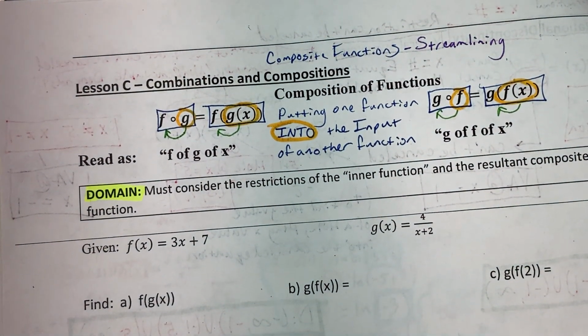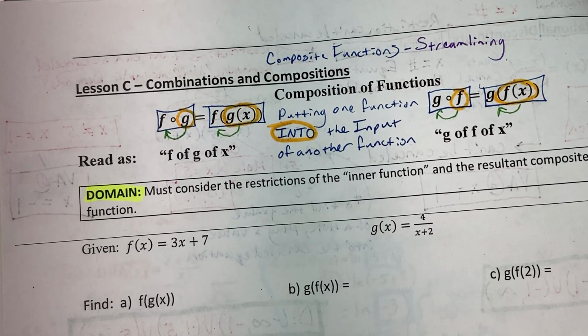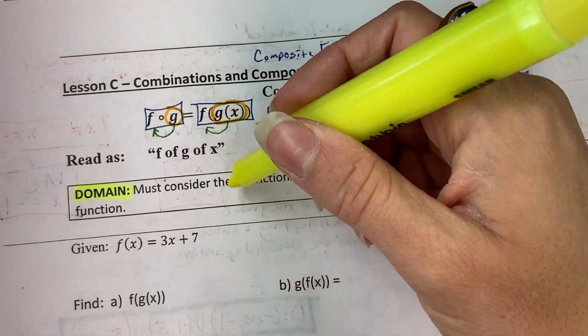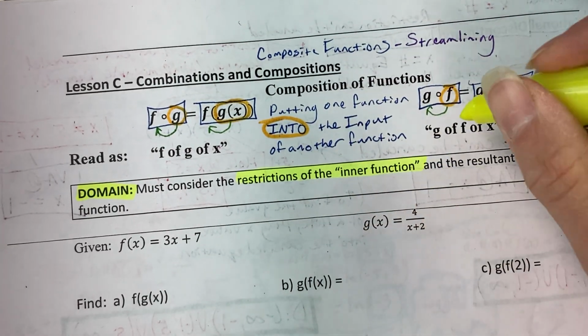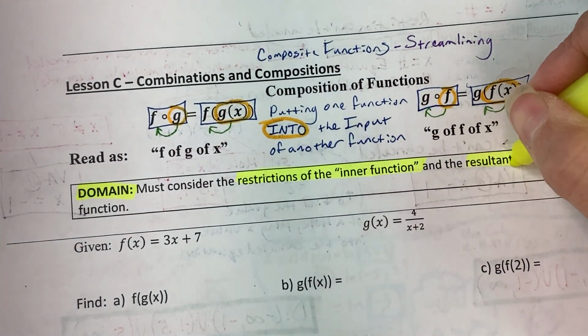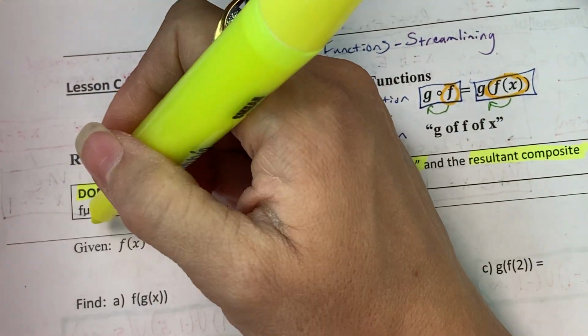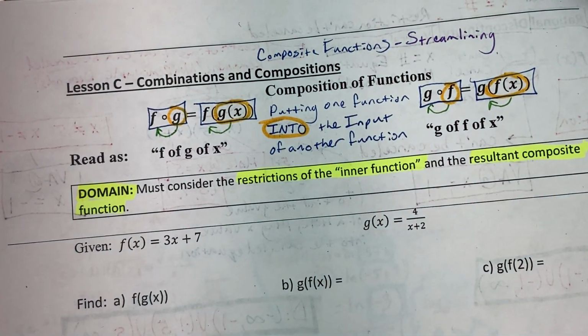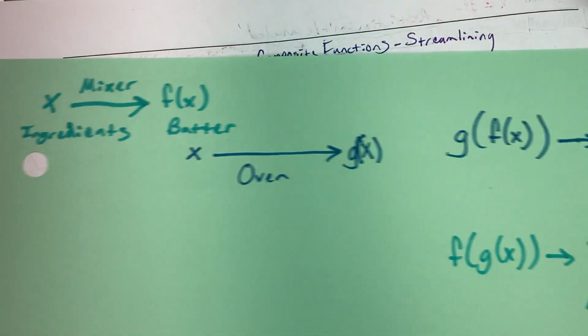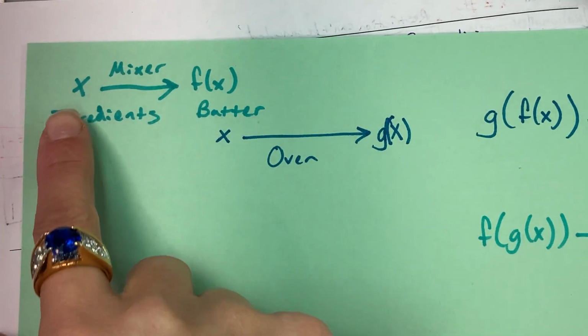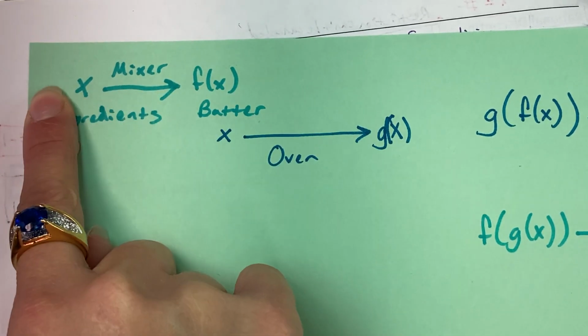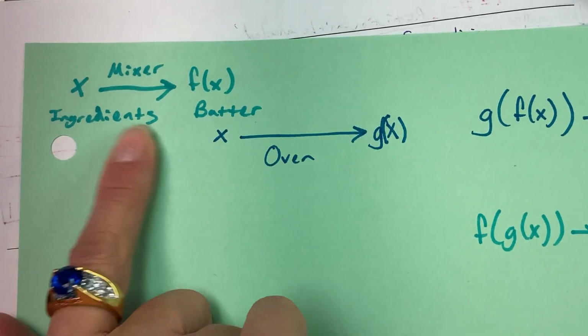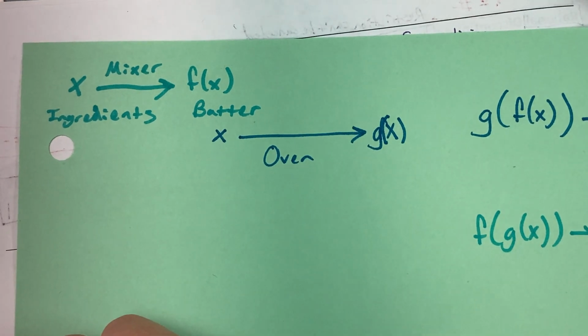So when we are figuring out the domain, which has been a theme of this unit so far, we have to consider the restrictions of the inner function and the resultant composite function in order to find what our domain restrictions would be. So folks, just to show you why we have to consider it this way, first we're going to start with an example of my favorite composite function. If I streamline this f function with this g function, this is what we would get for our composite.